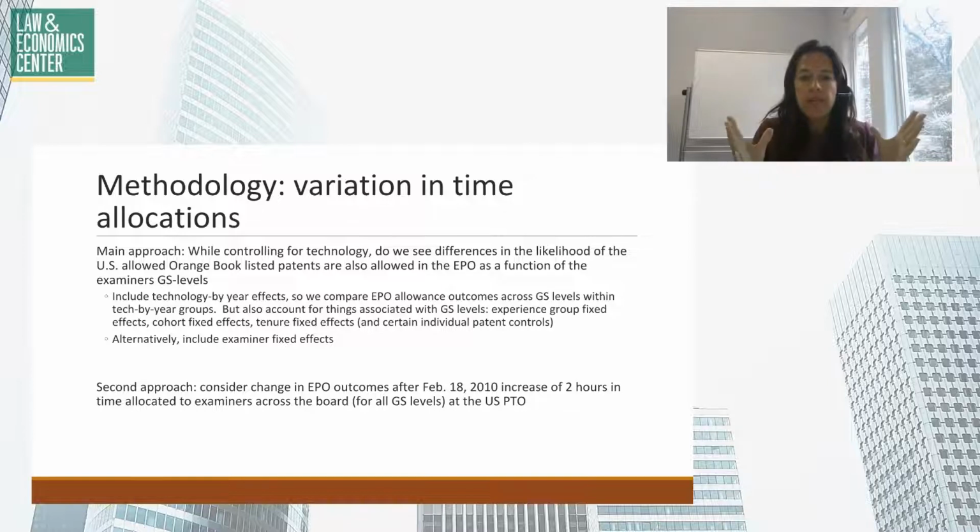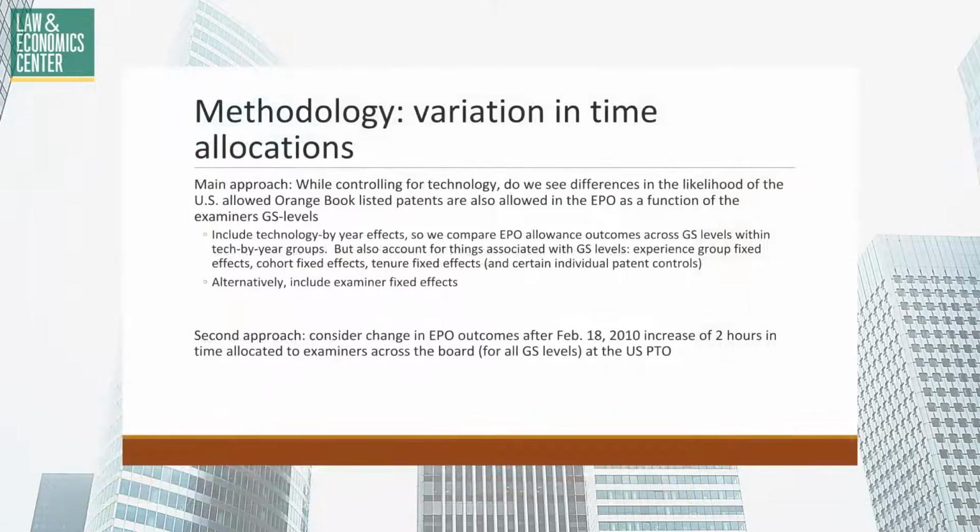And so really, methodologically, what are we doing? We look at patents that are being allowed, these drug patents, and we see if there are differences in the likelihood of these US allowed Orange Book patents also being allowed in Europe as a function of examiners' GS level. Remember that GS level tells you how much time they were given. And then the second approach we took is we just look at before and after when the PTO gave all examiners an extra 2 hours. Do we see a change in the likelihood of these patents also being allowed in Europe?